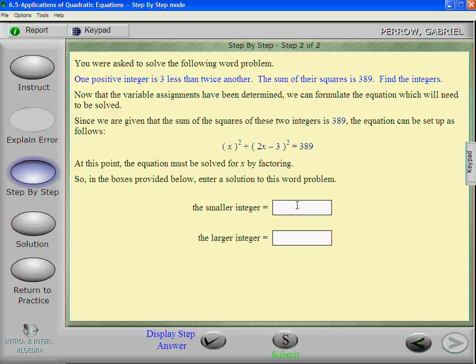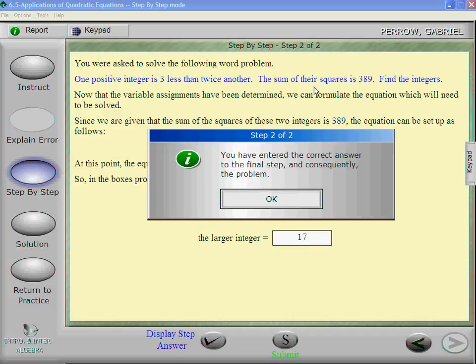So the only true integer is 10, and then the relationship to that with the other one was that it was double that, take away 3. So if you double 10, you get 20, and you take away 3, you get 17. So those should be your two solutions.